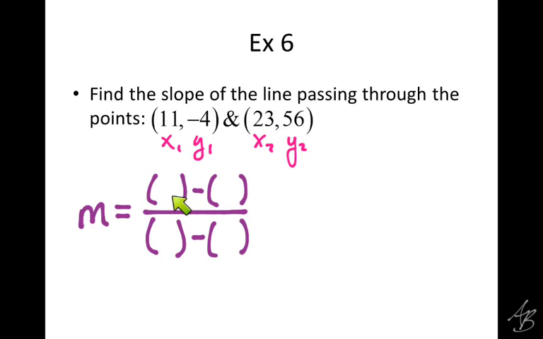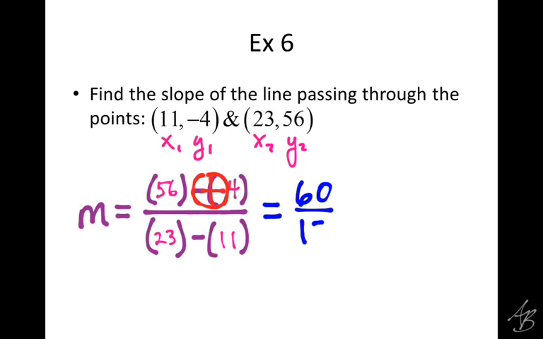All right, so the first part on top is going to be y2, which is what? What goes here? 56. And then minus y1, which is negative 4, and then on the bottom we have x2 is 23, and then x1 is 11. So let's do the math here real quickly. We have minus a negative here, which is going to be a plus. So 56 plus 4 is 60. And on the bottom, 23 minus 11 is 12.